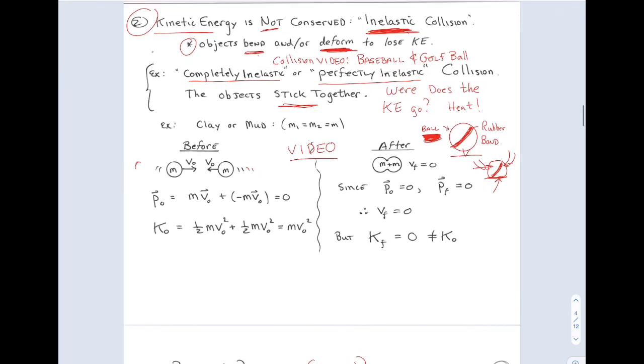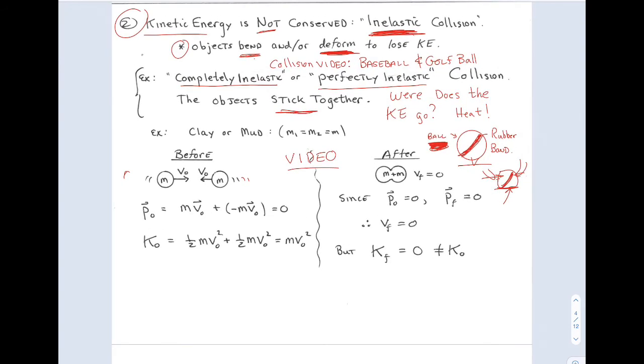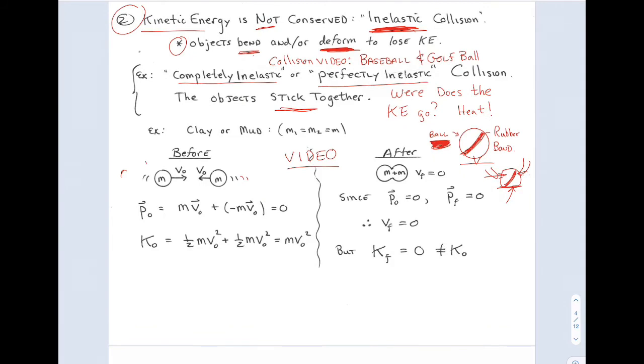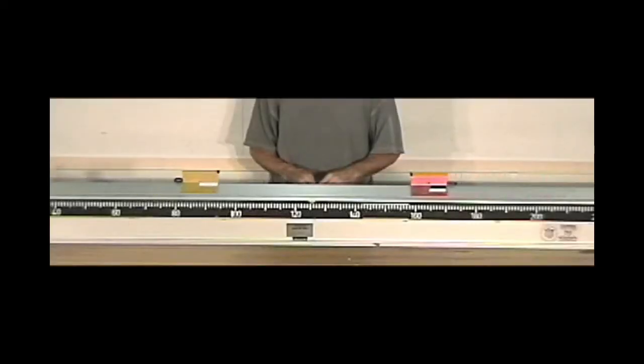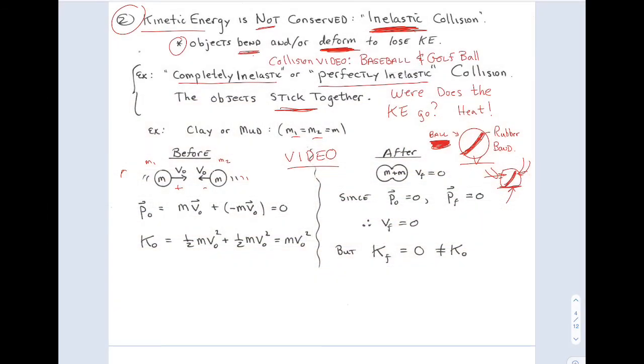I have two pieces of clay or mud, moving at each other. This is M1, this is M2. I'm making the masses equal. They're moving at each other, not at the same velocity, because one velocity is positive and one is negative, but at the same speed. I'm doing a special case just to show what you would expect, and I'll show you a video of this. So two objects coming at each other, same mass, same speed.